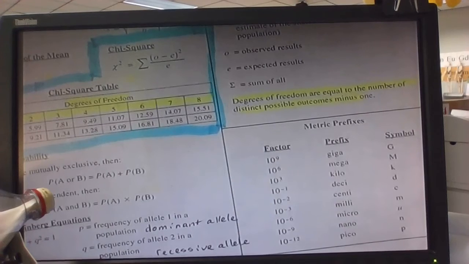If I have a bag of marbles and there are 10 different marbles in the bag, I have 10 different outcomes I could have. So how many degrees of freedom would it be? The number of possible outcomes minus 1. So degrees of freedom would be 9 for the bag of marbles situation. All right, how are we so far?